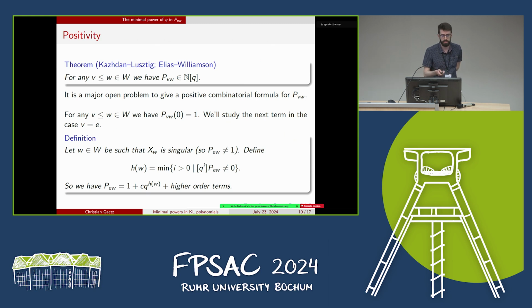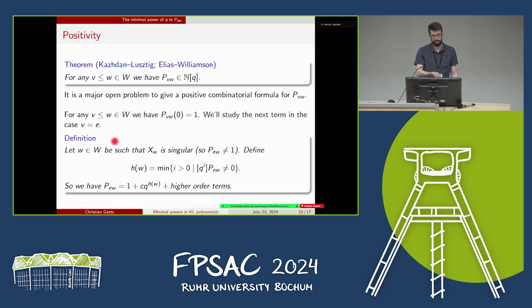Okay, as I alluded to several times, if v is less than w, then these polynomials indeed have natural number coefficients, so they have non-negative coefficients. And it's a major open problem to give any sort of positive combinatorial formula for these coefficients. They are natural numbers. We would like to understand what natural numbers they are. So one case is easy. It turns out that the constant term of all of these polynomials is always 1. So these polynomials are always 1 plus some positive multiples of Q.